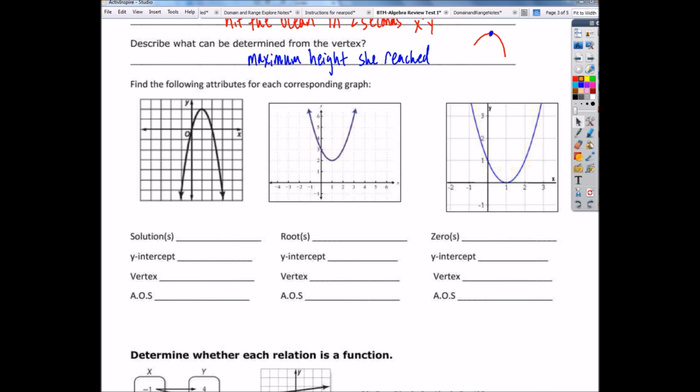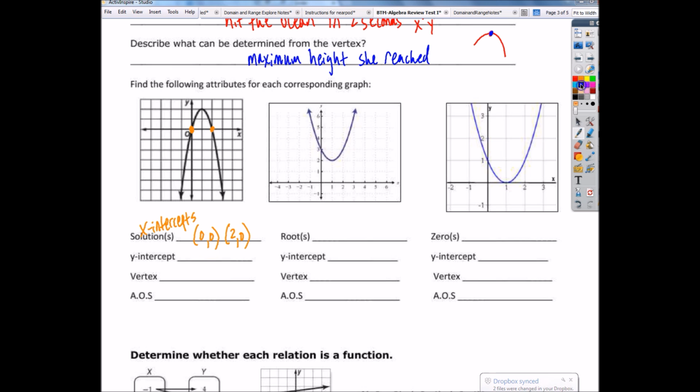All right. What do we got here? Three graphs. Let's look at these. First one says solutions. Remember, solutions are always the x-intercepts. So here's one here. What's that point? (0, 0). And here's one here. It looks like (2, 0). So (0, 0) and (2, 0) are my solutions.